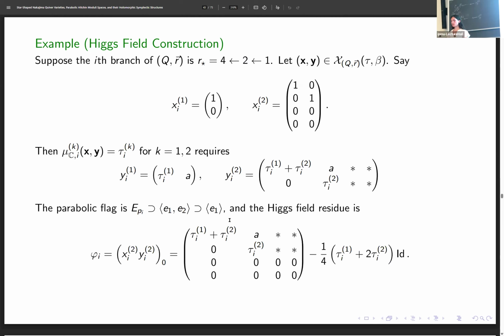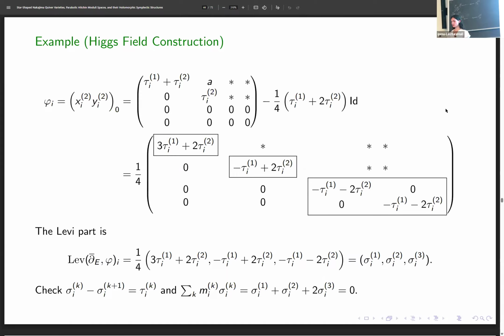And when you use these to build a Higgs field residue, you get this expression. So this is x times y, and I subtract a multiple of the identity to make it trace-free. And when I simplify that expression, I get this matrix. And if you set these diagonal blocks to sigma 1, sigma 2, and sigma 3, you can see that those relations we talked about, where the gaps between the sigmas is tau, all hold.